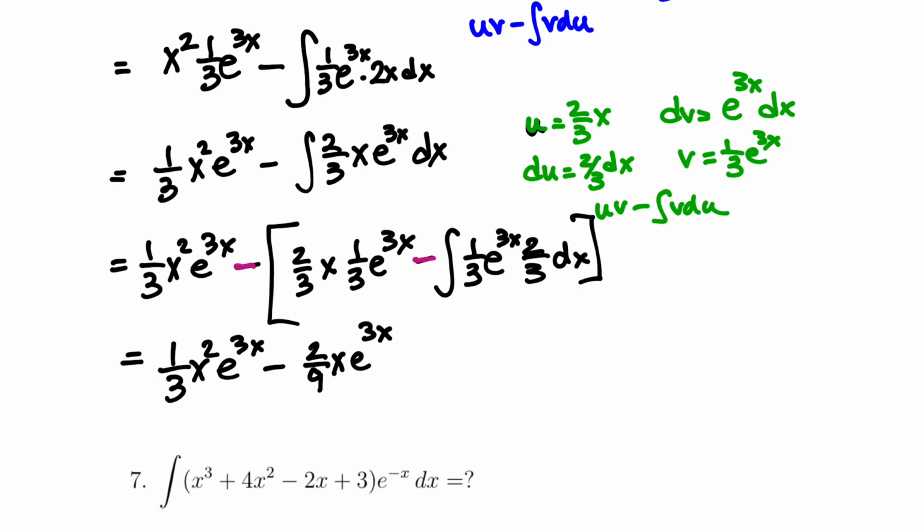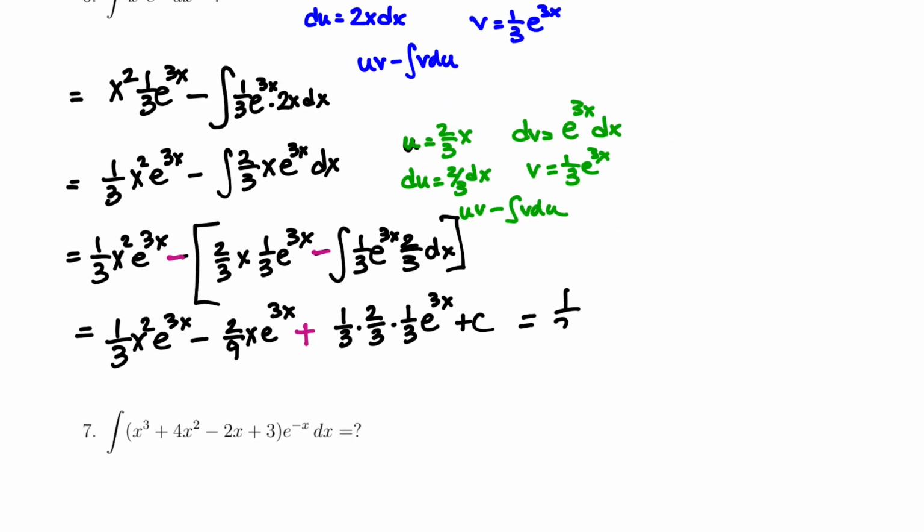There's a minus, minus. So you better make sure you got a plus going on in there because WebWork will spit it at you and say wrong if you put a minus there, right? And then you've got the antiderivative. So I've got 1/3 times 2/3 times an extra 1/3 coming from the antiderivative. Let's see. Final answer, I'm getting to be 1/3 x squared e to the 3x plus 2/27 e to the 3x plus c.